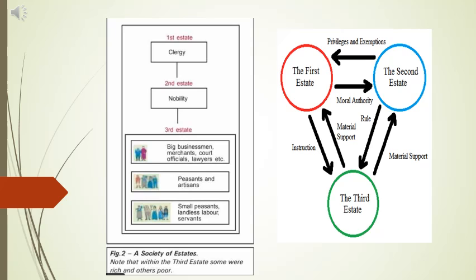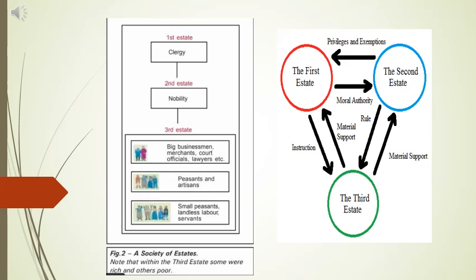Now you see here, the second state. What do we see from the second state? They are the ones who are ruling, like they are the nobility. They are the ones who are the nobles. They are ruling the third state and they are also getting the material support from the third state.